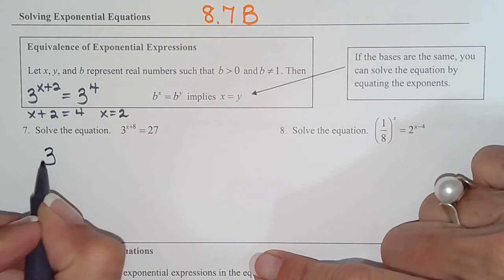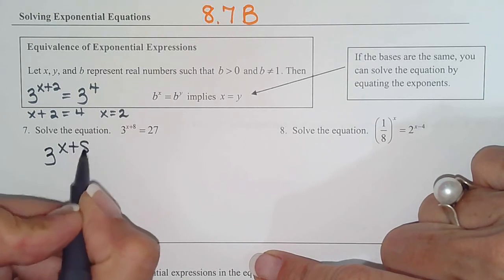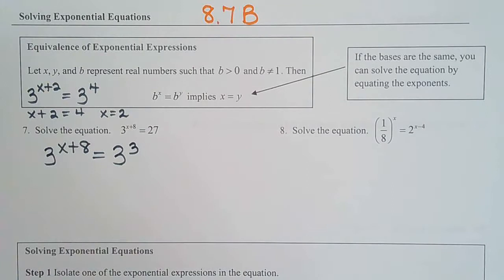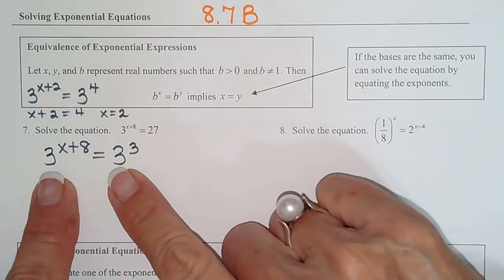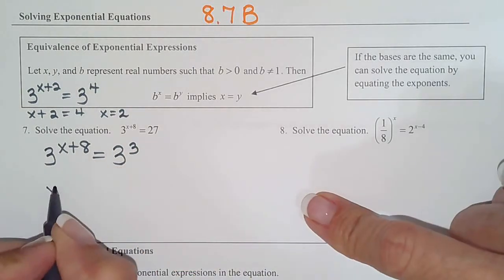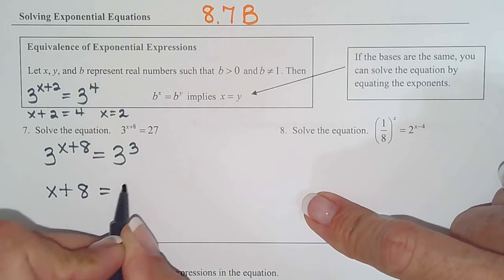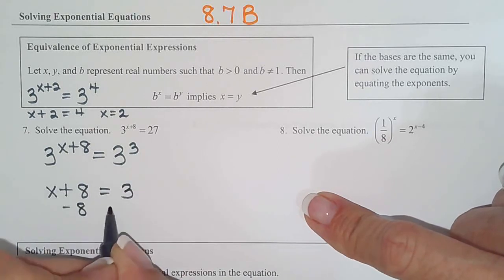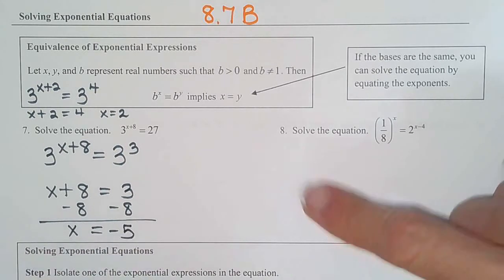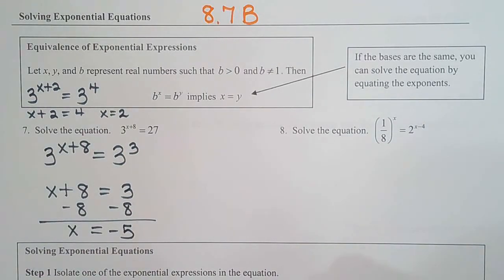Well, if this is 3 to the x plus 8, and I can rewrite 27 as 3 cubed, do you see a direct application of the one-to-one exponent rule? If the bases are the same, solve by equating the exponents. X plus 8 equals 3, minus 8 minus 8, x equals negative 5. And guess what the best news is? There's no log in the equation, so I don't have to check it.